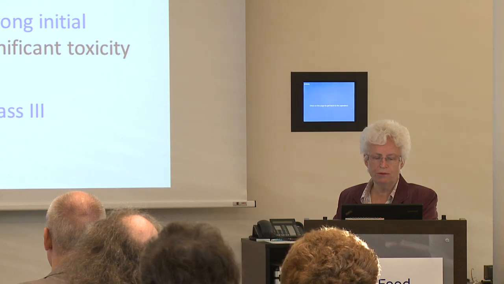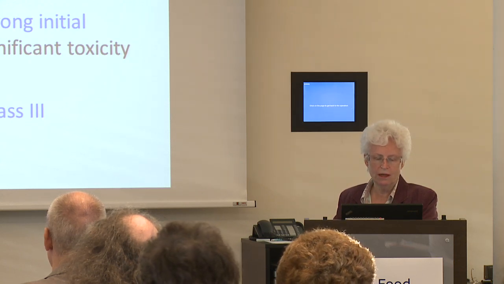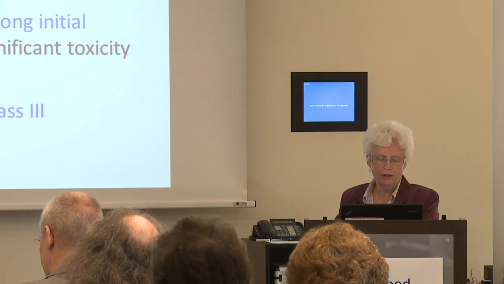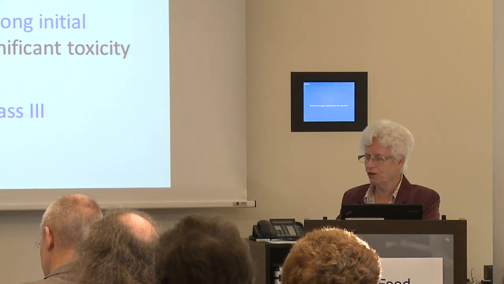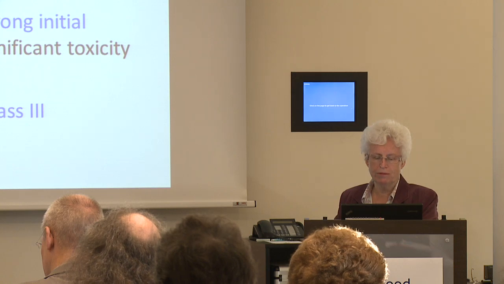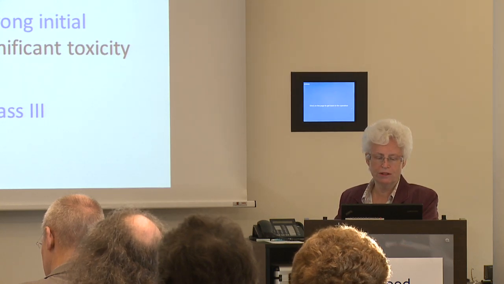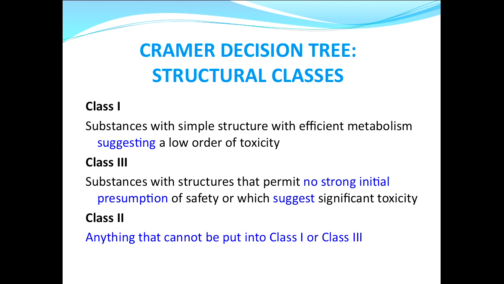And so they put the substances into three classes. Class one, they briefly defined those as substances with simple structure, with efficient metabolism, that suggested a low order of toxicity. Other substances went into class three, structures that permit no strong initial presumption of safety, or which actually suggest significant toxicity. And then there was a kind of leftover class, class two, that we'll talk more about in a minute, anything that couldn't be put into class one or class three.